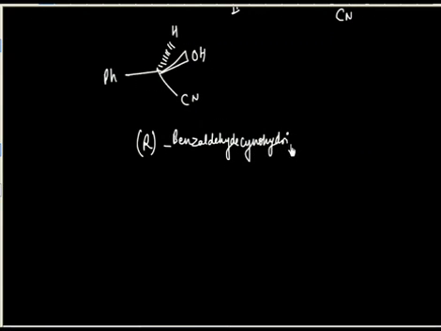Cyanohydrin. So this is the cyanohydrin of benzaldehyde. Cyanohydrins are generally optically active because this carbon always contains one OH, CN, and H. So this is optically active. Only this is the R isomer. So this is optically active.